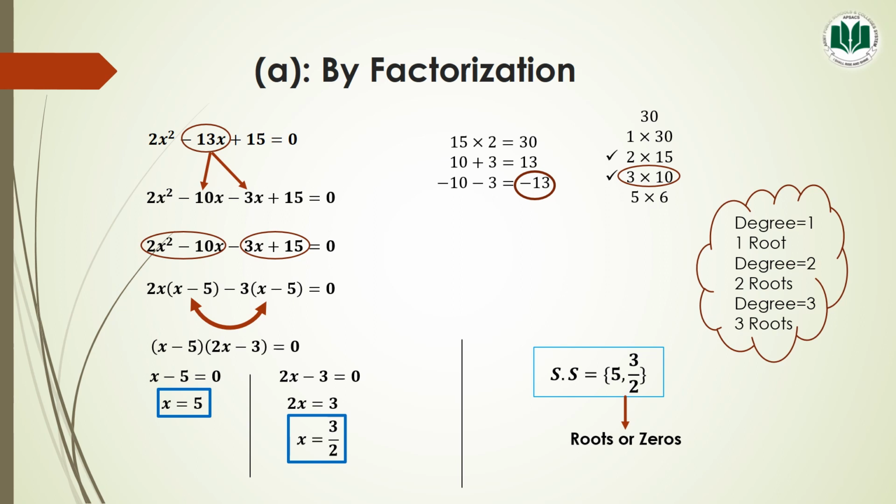Since our given equation was quadratic, we are getting two roots. If the degree of the equation is 1, you will get 1 root. If the degree of the equation is 3, you will get 3 roots, and so on. Now you can solve question number 2, all the parts, by using this technique.